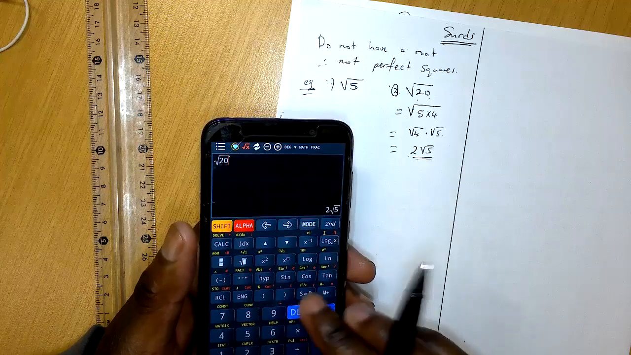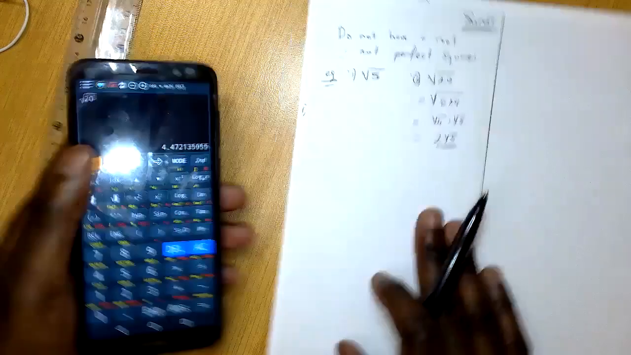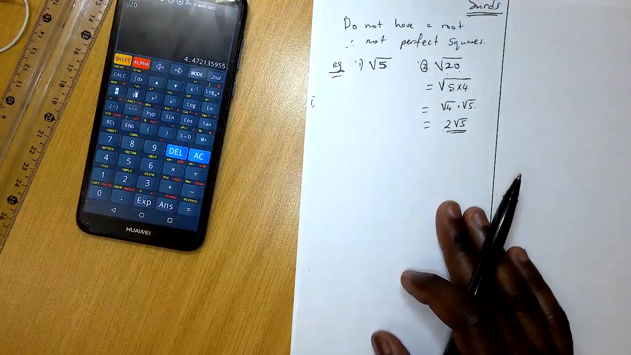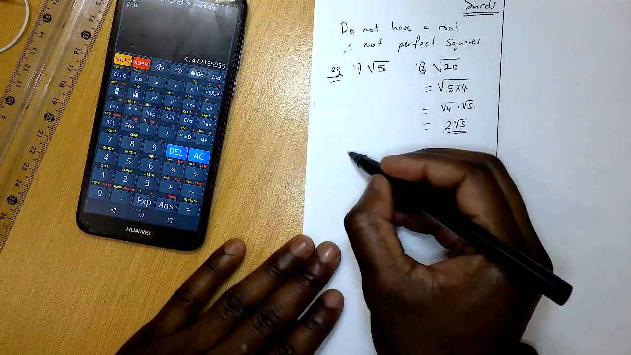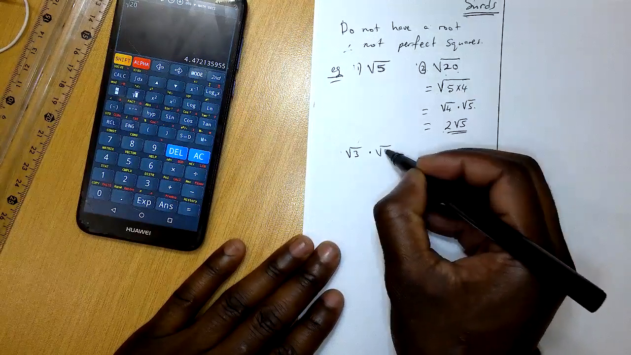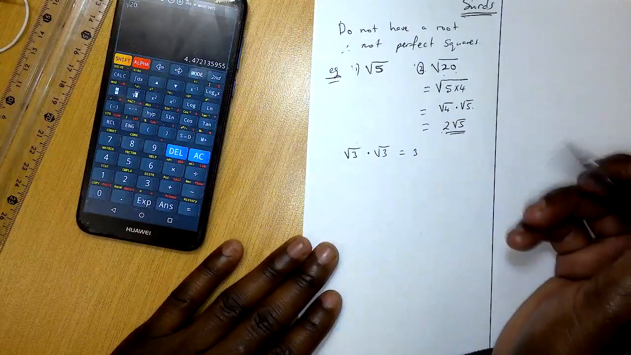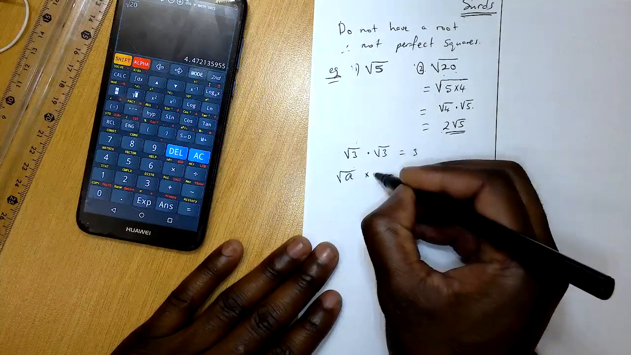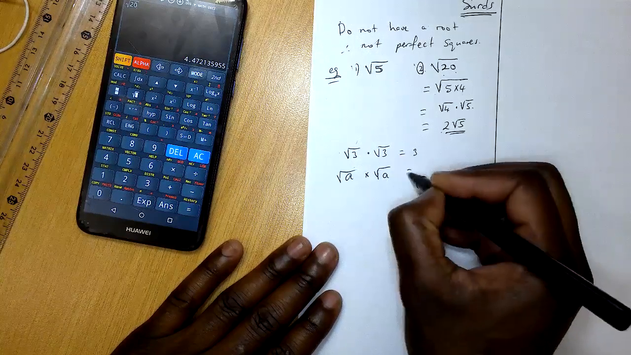If they say two decimal places, you know that they must give it as a decimal like that. That's what we call roots. And if you say root 3 times root 3, this must give us 3. Like root a times root a must give us a.